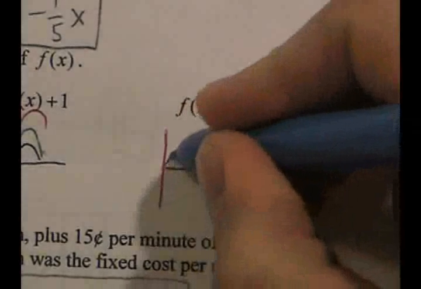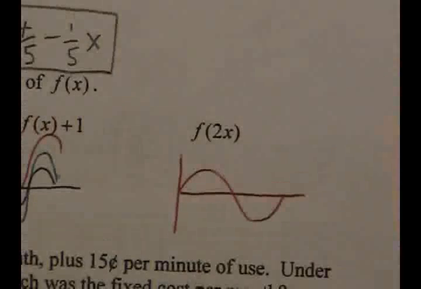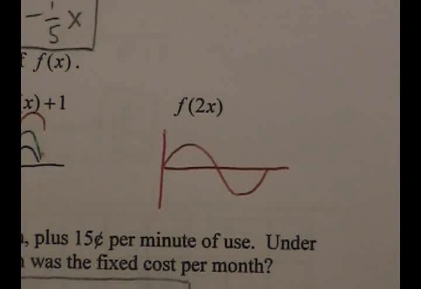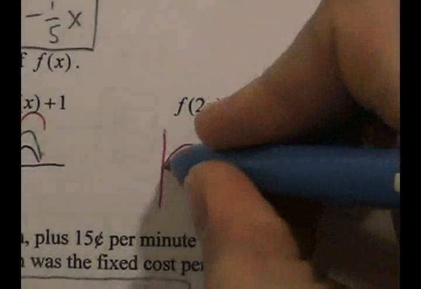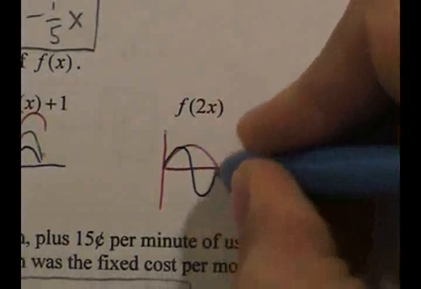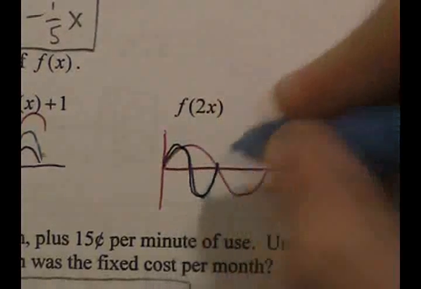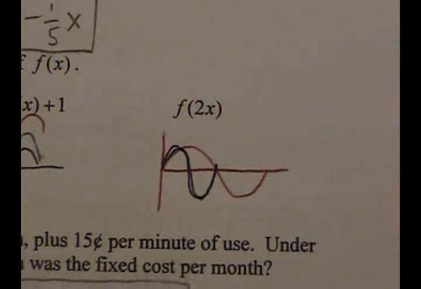And for this one, if this is the old graph, we'll say it's this. Since it's f of 2x, 2x is going into the old function, and x has to be half of what it used to be to give you the same outputs. So it's going to shrink in horizontally by a factor of 2.